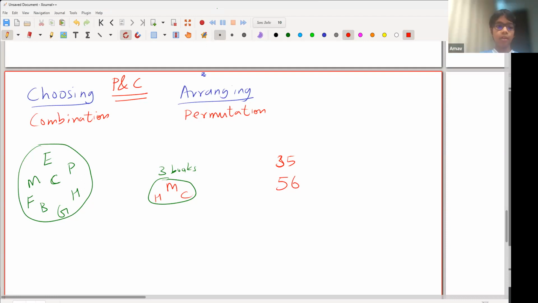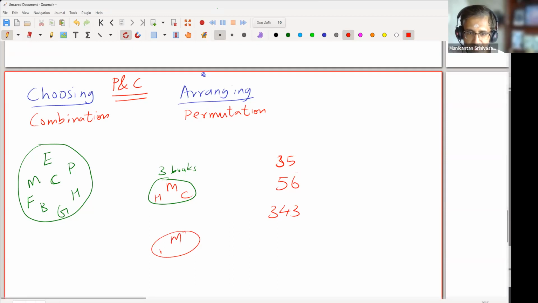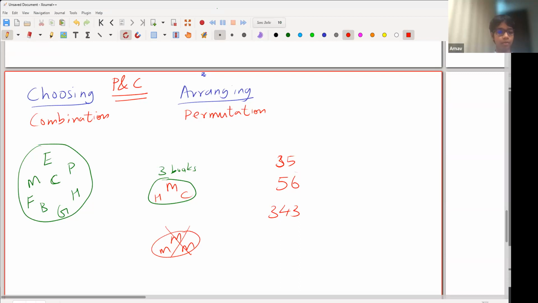So 343. Okay. Remember, I have only 1 book of each. So I cannot put math and math. Although I love the subject a lot, there's only 1 math book. So I cannot have a bag like this. There's only 1 math book.